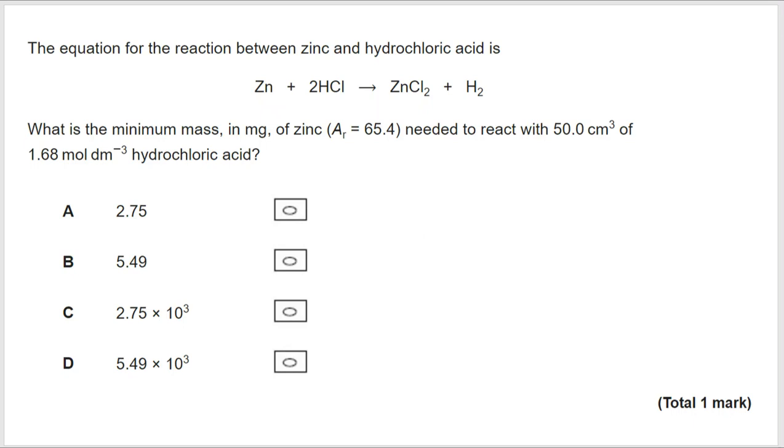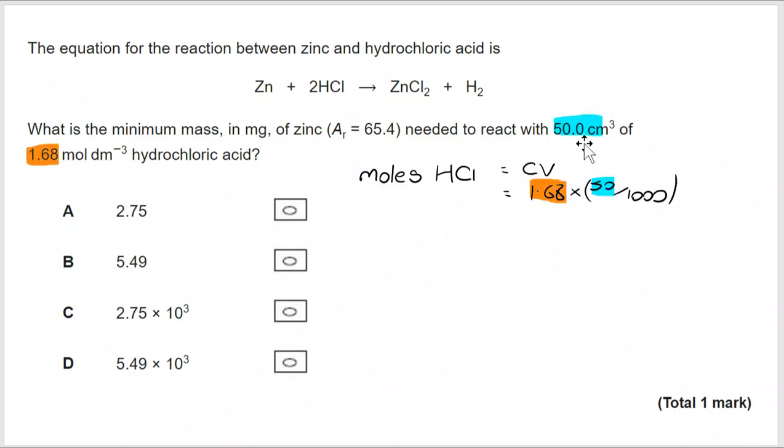In this, we've got the equation for the reaction between zinc and HCl. We're told the minimum mass of zinc that's needed to react with 50 cm cubed of the 1.68 molar hydrochloric acid. So we have got for the HCl a volume and a concentration. If you have that, always go on to work out the number of moles. I've got that here, and remember I am converting my cm cubed to dm cubed because my concentration is in decimeters cubed. Now that takes me to 0.084 moles.